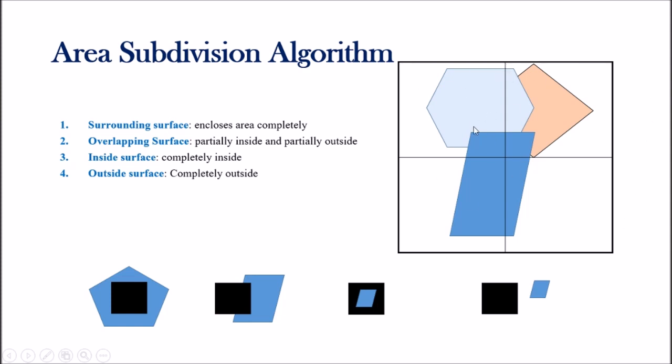Now in each area you have to check whether there is only one surface available. In this case, in the first part, 2 surfaces are available and there is overlap, so it requires further division. This area and this area don't require any division because there is a single overlapping surface from this surface as well as from this area.